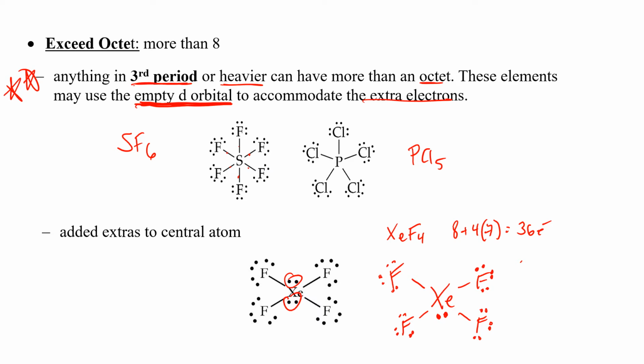What I don't want you to do is to arrange them like this. Don't say 1, 2, 3, 4. You keep the lone pairs together in this instance. It just is what it is there. Keep them together.